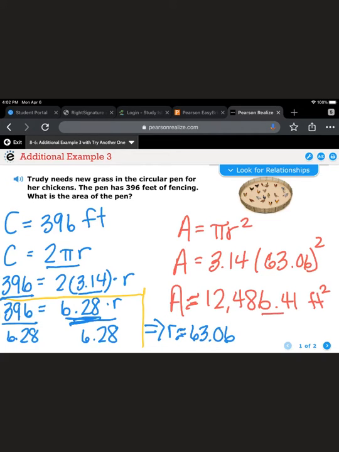So again, if your numbers are slightly different than mine, but you think you did the right math, it's possible that we just rounded differently. So you probably have about 12,500 square feet, because all of this is really just an estimation anyway. So how'd you do? Hopefully you were able to get that one.